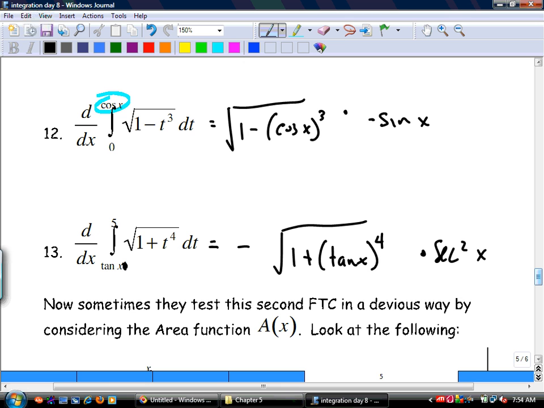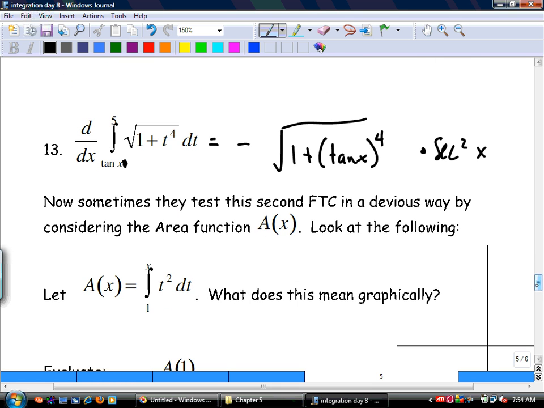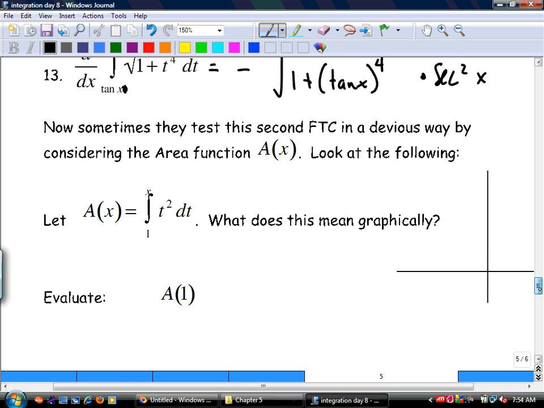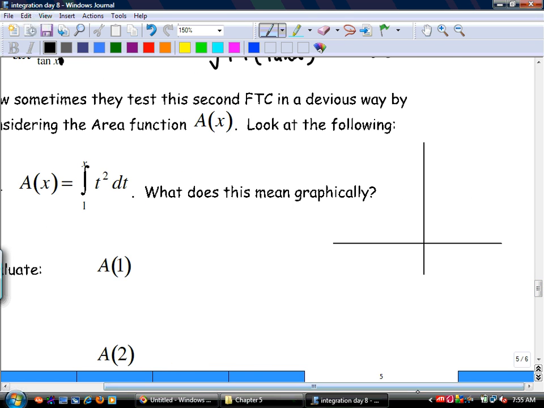F of big B minus F of big A, yeah. Okay. Sometimes they test the second fundamental theorem of calculus in a devious way by considering an area function, A of x. Let A of x be the area from 1 to that number x. Well, what does this mean graphically? We have a bit of a parabola. What we're doing here is making a function that gives the area of the parabola as we pull that edge of the parabola farther and farther away.